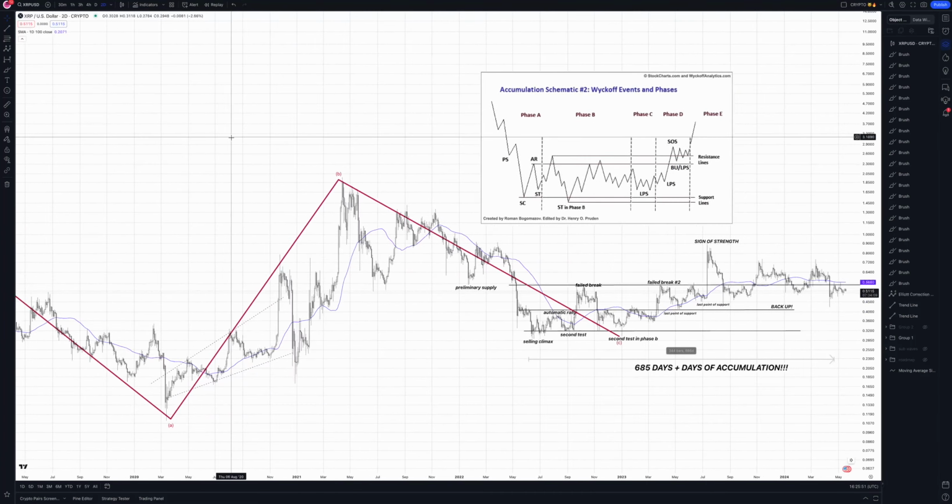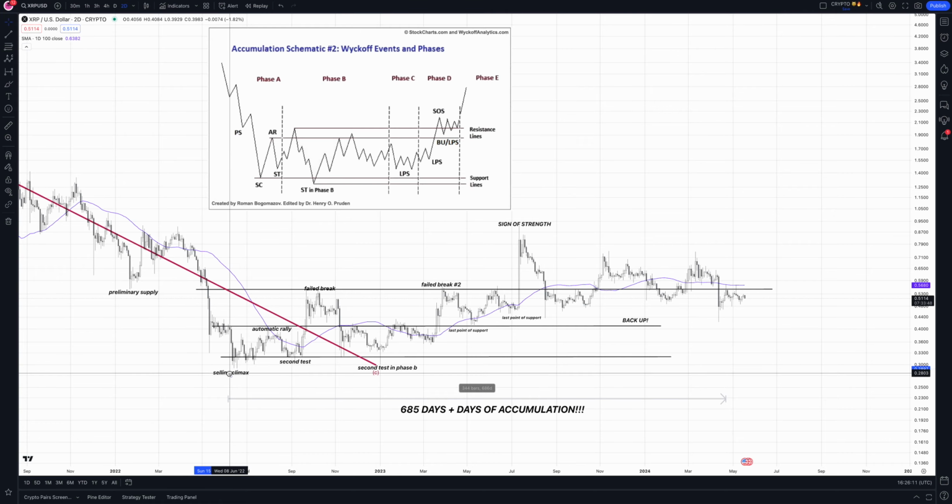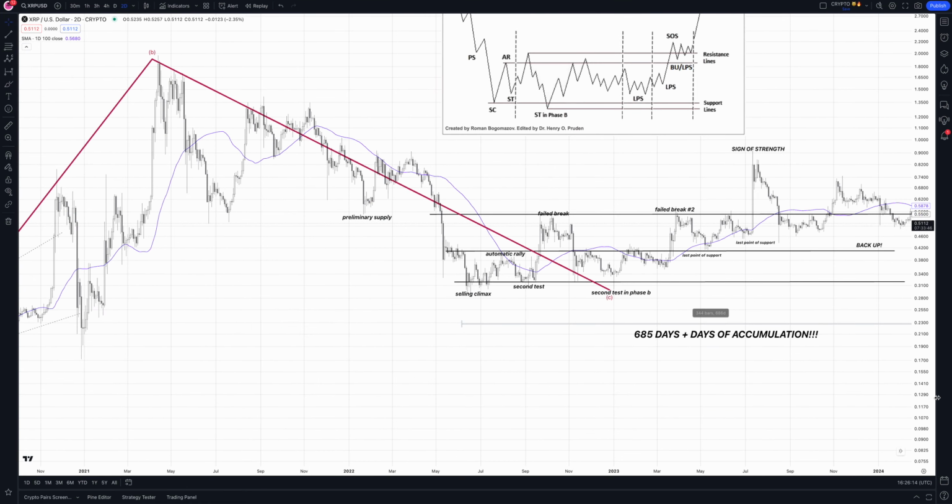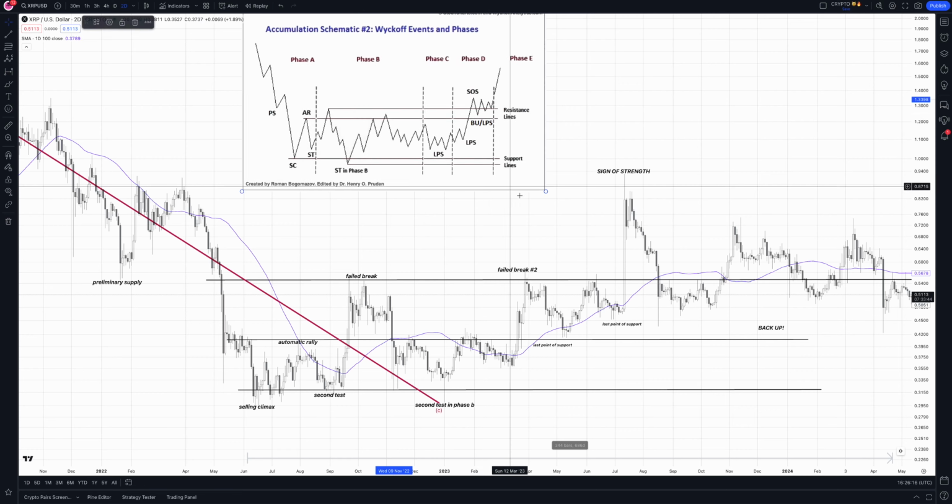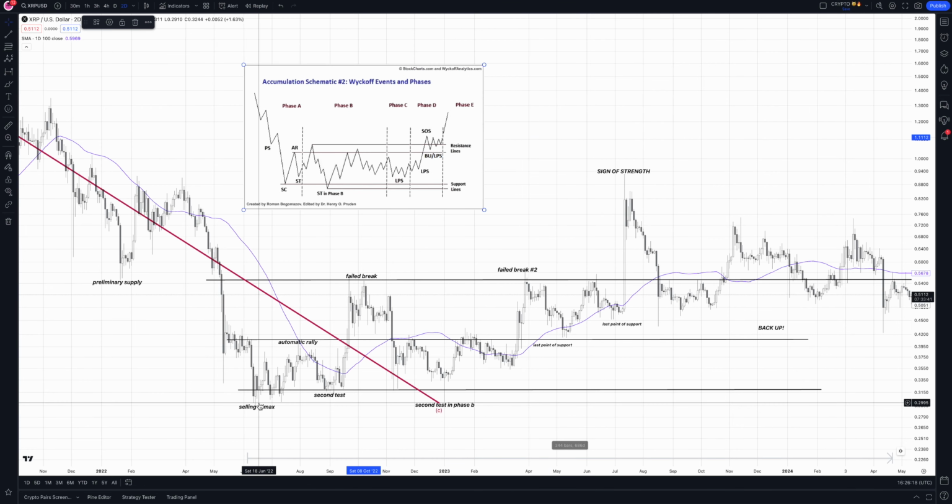Okay, let's zoom in here a little. What do we have here? We have our preliminary supply. So it's one last upswing before a waterfall-like move down into your selling climax. So now once we get to this selling climax, I remember it. I believe this was the FTX collapse right down here. Okay, so this over here was your selling climax.